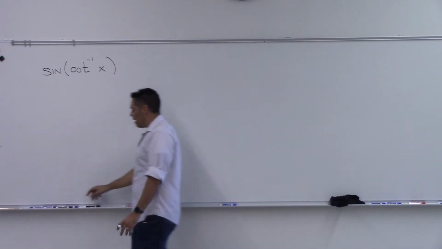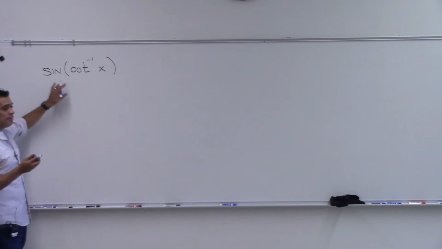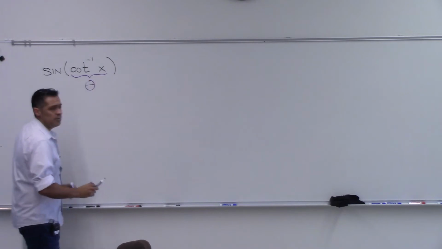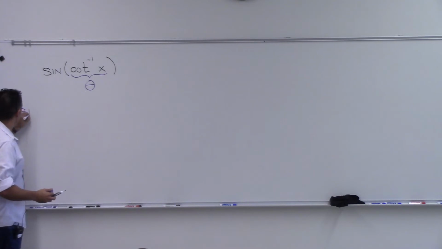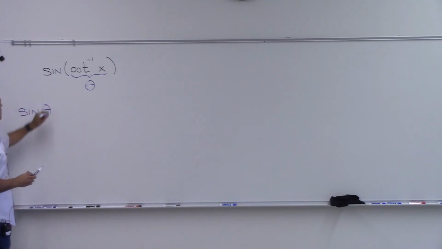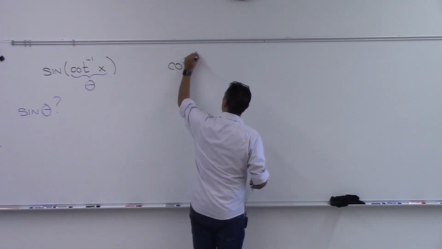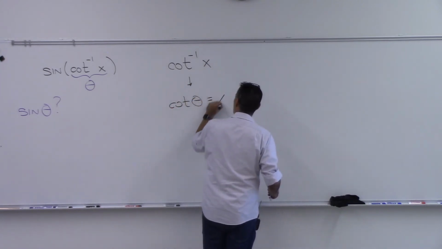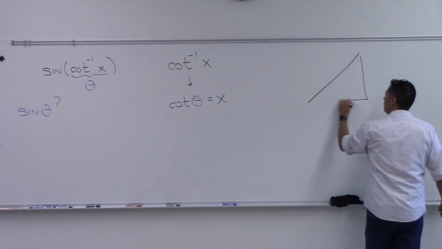Every problem that I've given you today that has this form, since we started this section, has always been some angle that we're trying to figure out. Ultimately here we want to know what sine of that angle is. Well, we write down over here what's cotangent inverse of x. That really means cotangent of some angle is x. Then I draw a right triangle.